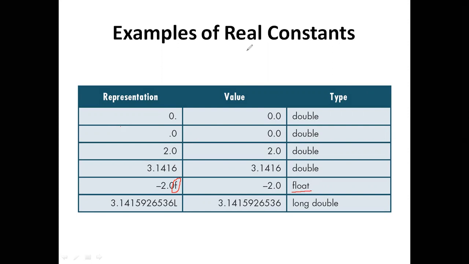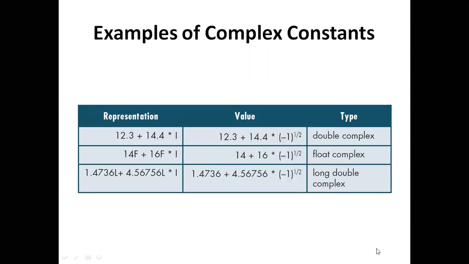We are going to call it the floating point type, and these types of values we are going to call real constants, or floating point constant values.